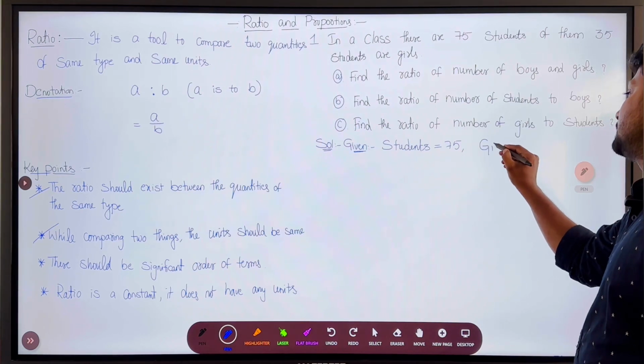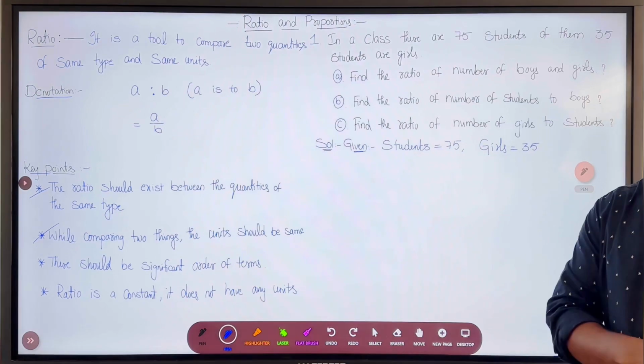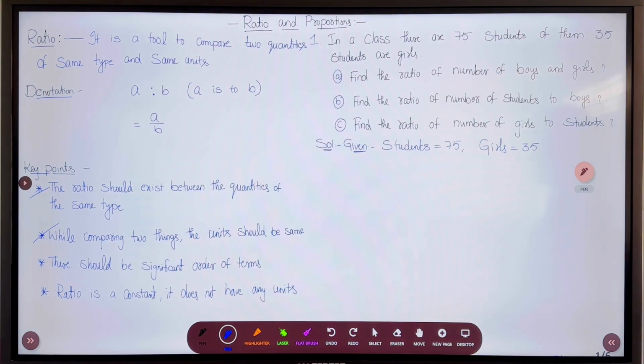Girls, how many are there? Girls are 35. So students in the sense means that it is the combination of both boys as well as girls.